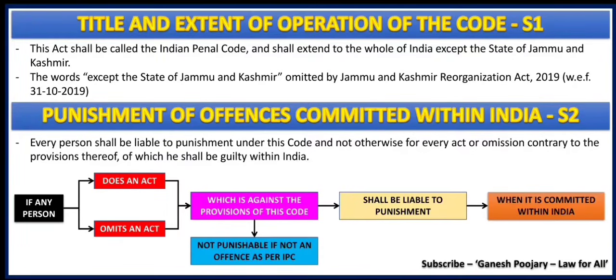Now if a person does an act or omits an act which is against the provisions of the code, now this is very important. Whatever is mentioned in this code, if someone is doing something against it, in that case he is liable to punishment when such offense is committed in India. Now if it is not mentioned in the code, then it is not punishable. Now that is what you need to seriously observe.